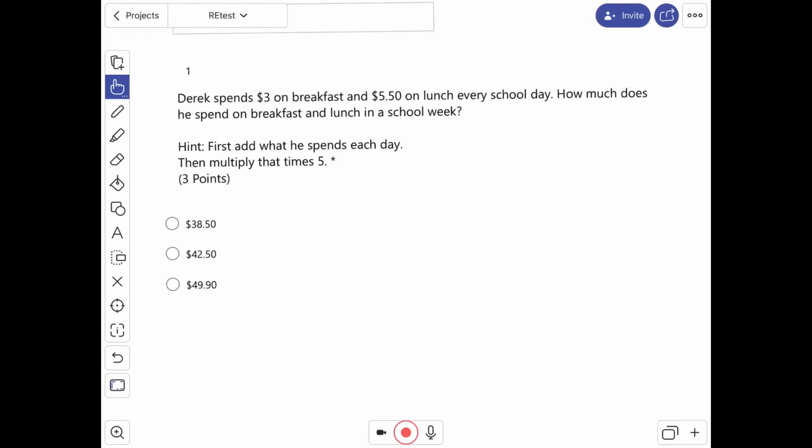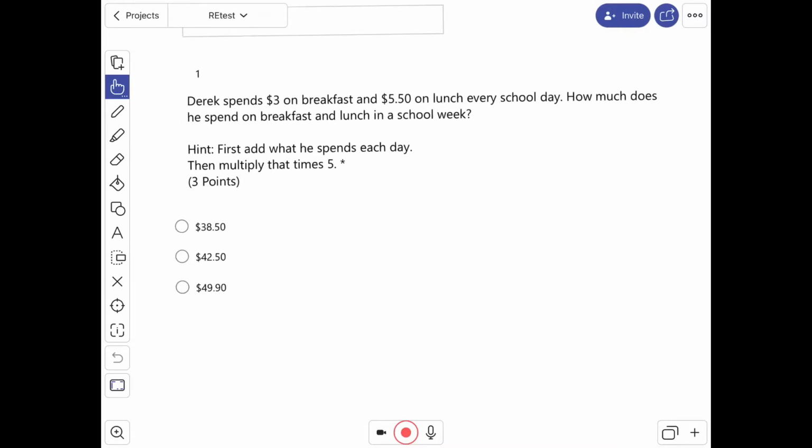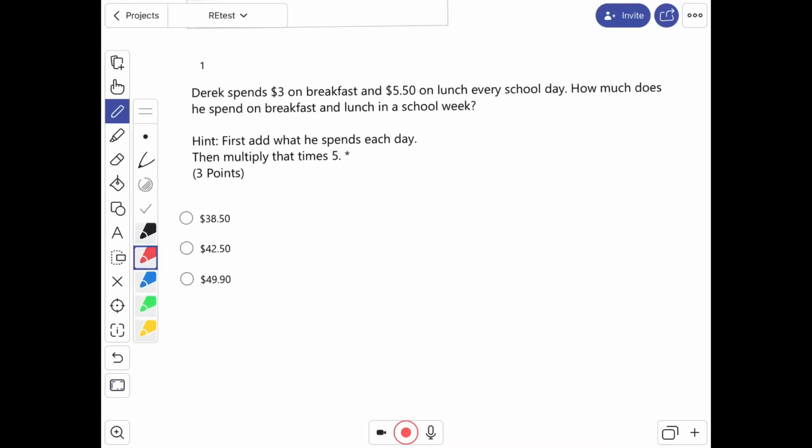The first question on the test says, Derek spends $3 on breakfast and $5.50 on lunch every school day. How much does he spend on breakfast and lunch in a school week? Well, first I need to put how much he spends each day together. And we do that by adding.